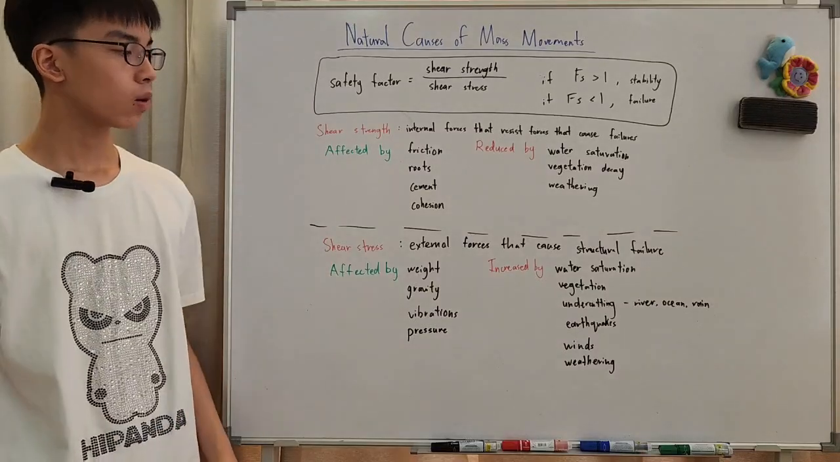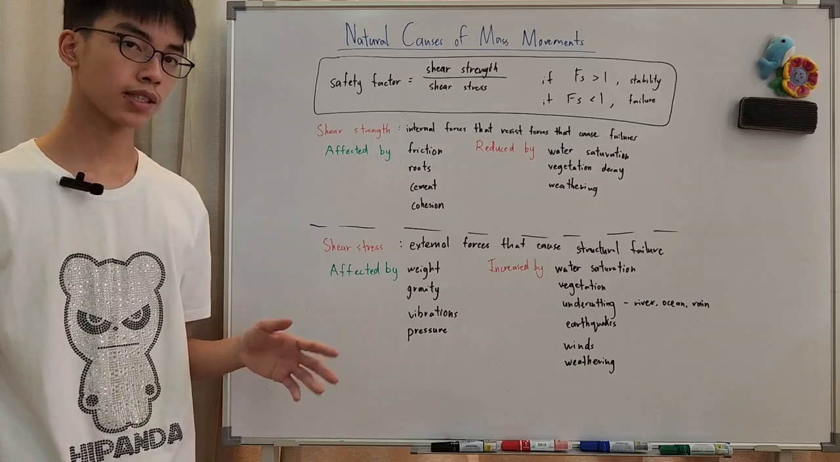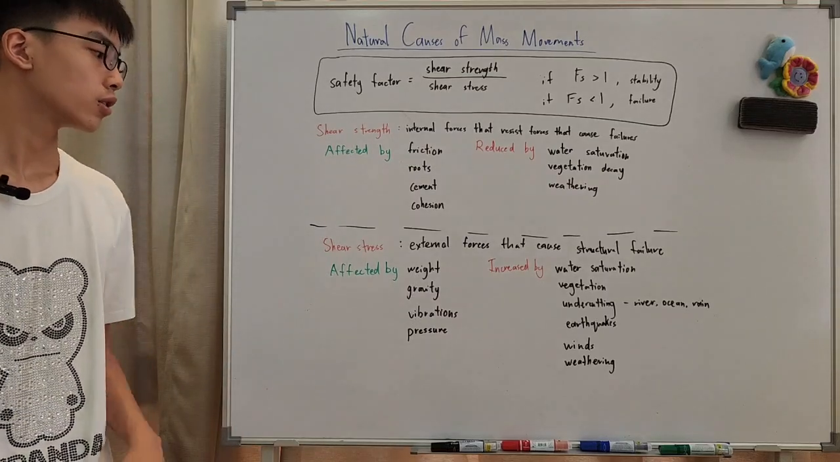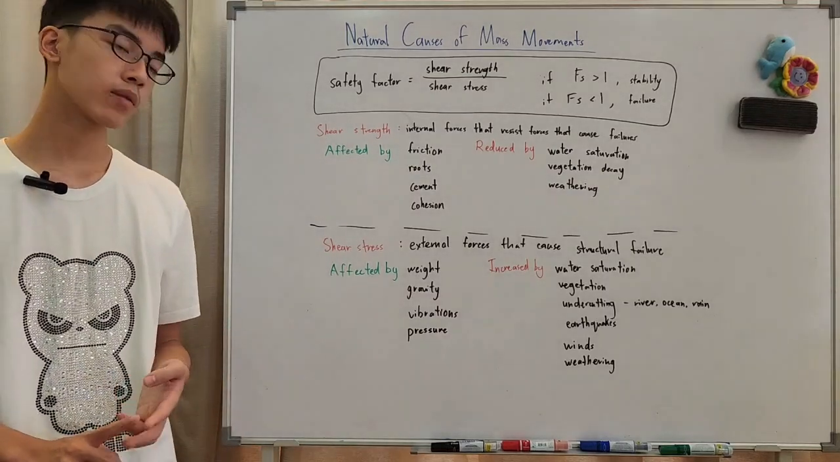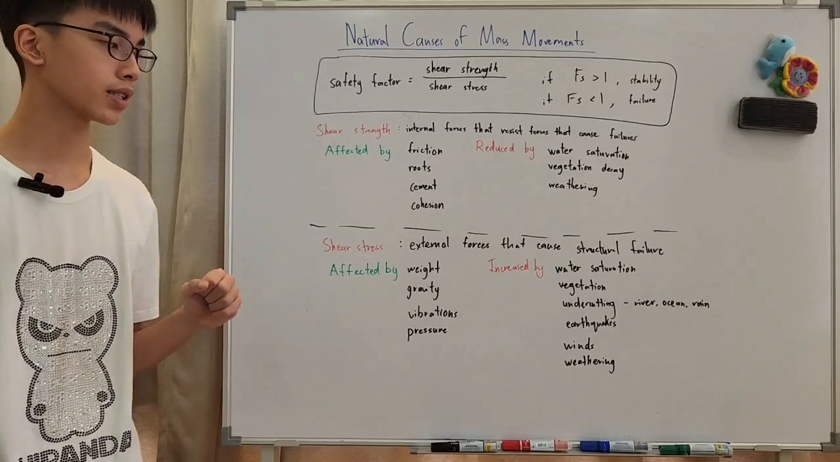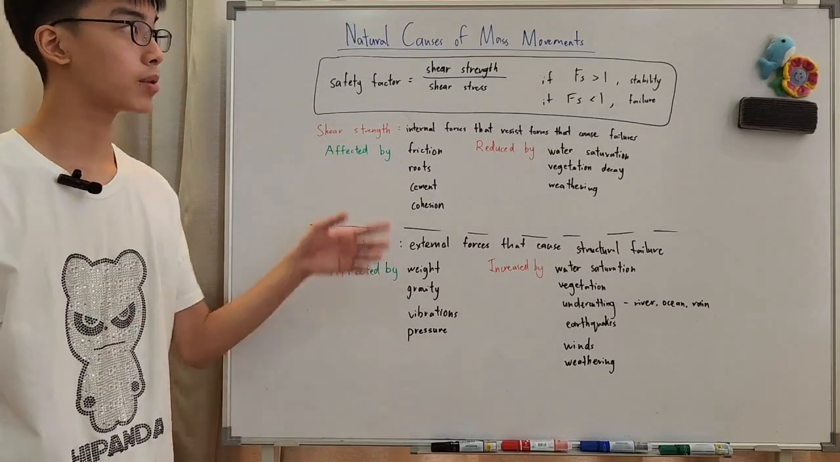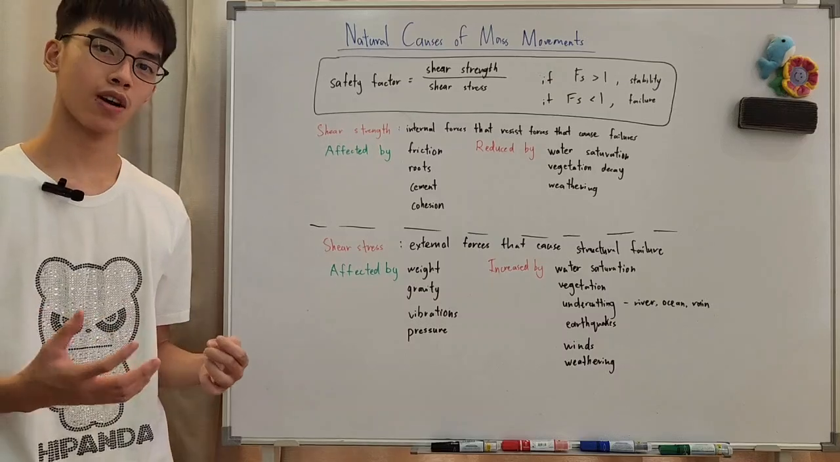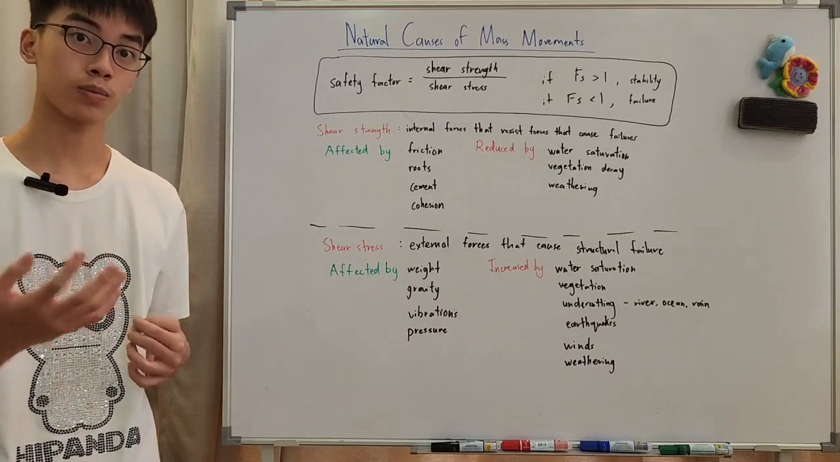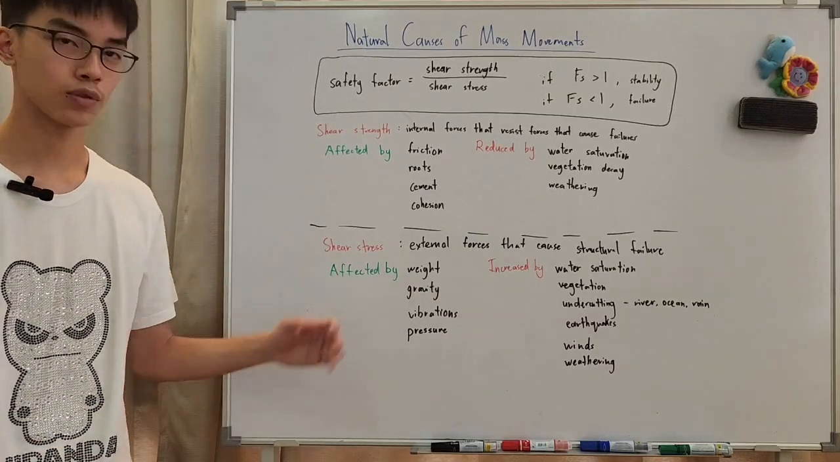What about shear stress? Well, shear stress are external forces that cause structural failure. So it's affected by weight, gravity, vibrations, and pressure. Gravity is the most important because it is the force taking your material downwards. Remember, mass movements is the movement of your material on your slopes downslope, and that's influenced by gravity.